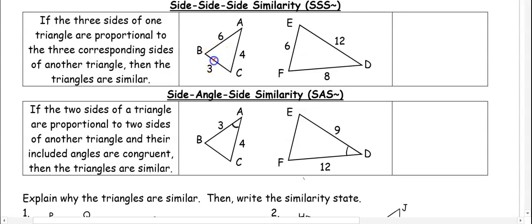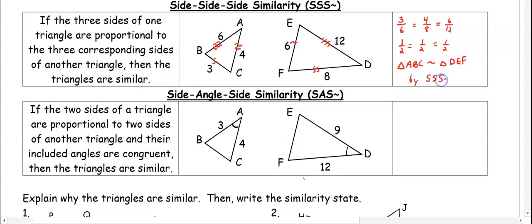So the shortest side right now is 3 and 6 from the two triangles. So 3 over 6 reduces to 1/2. Our middle side length is 4 and 8. So we have 4 over 8, which reduces to 1/2. And we have the longest side, 6 over 12, which also reduces to 1/2. So because they all reduce to the same fraction, we can say that triangle ABC is similar to triangle DEF by side-side-side similarity.